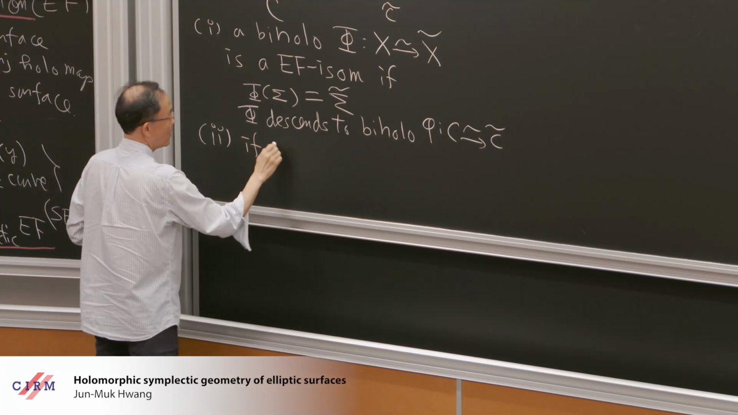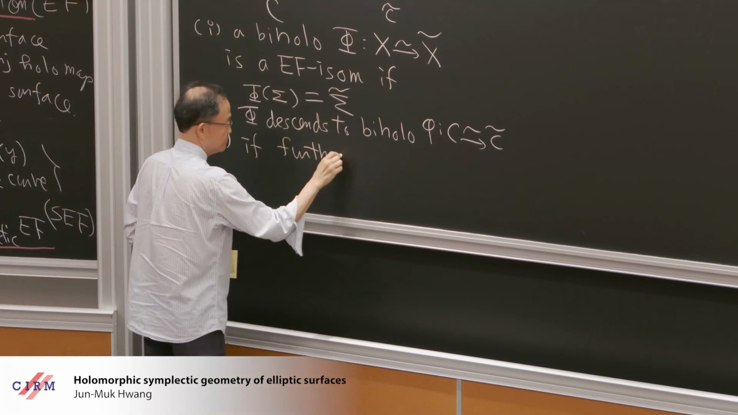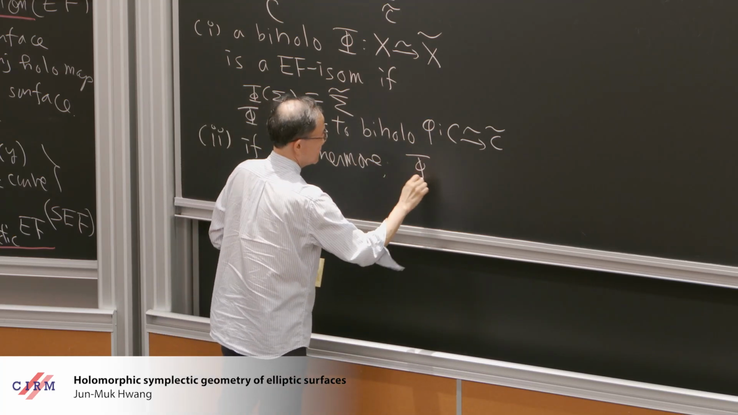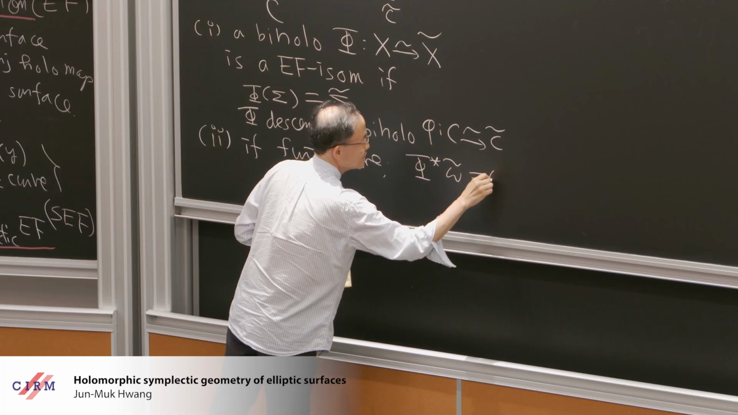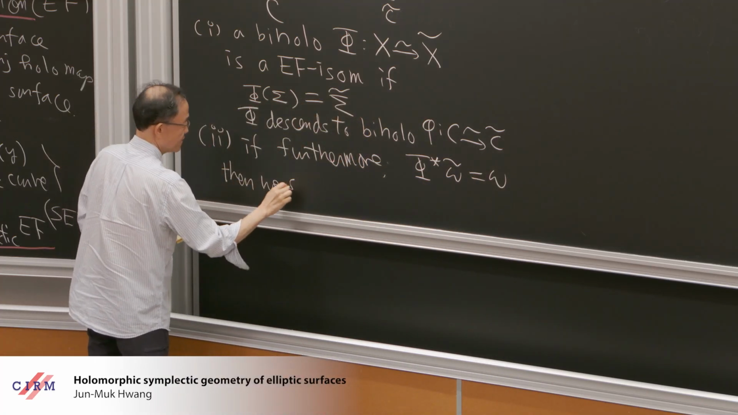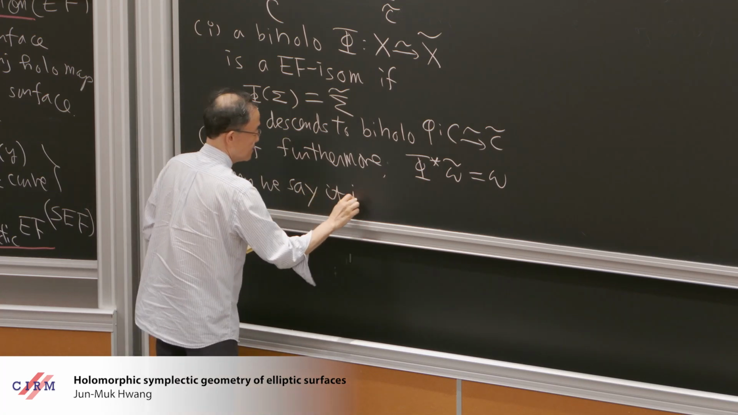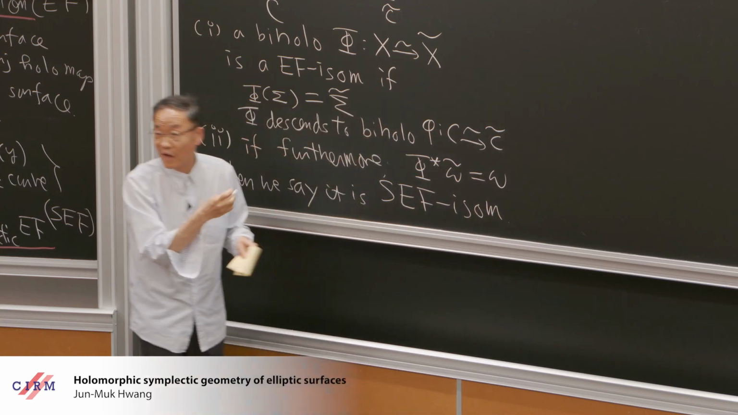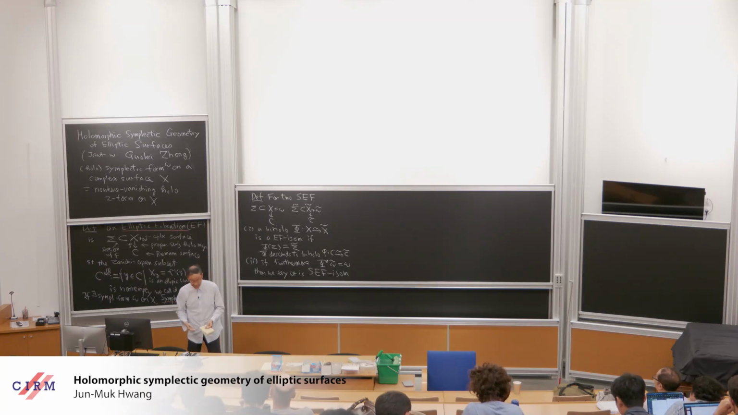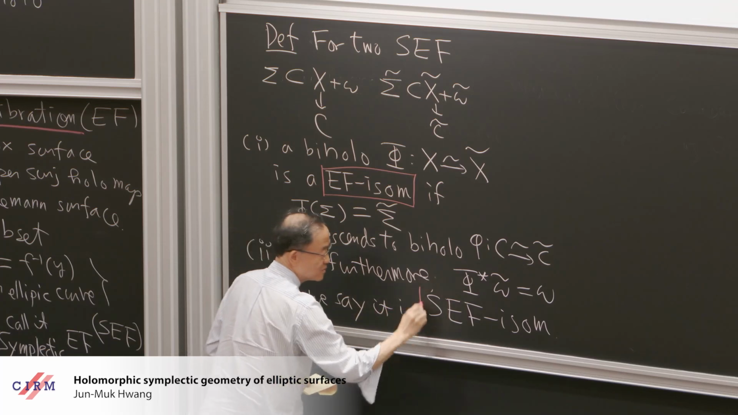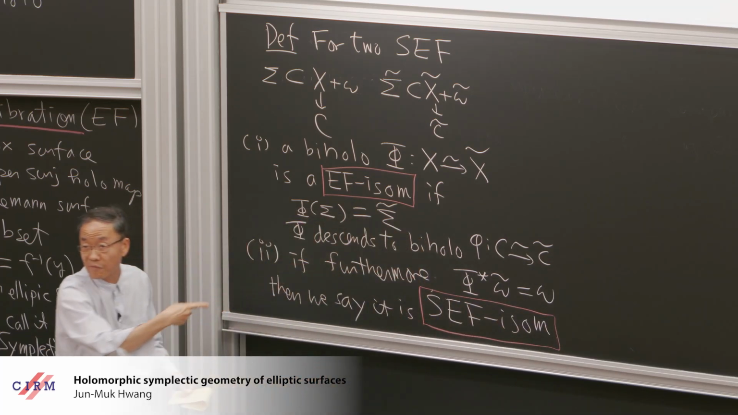And if furthermore the pullback preserves the symplectic form, then we say it's a symplectic elliptic fibration isomorphism. So it's an obvious definition: isomorphism in the sense of elliptic fibration, and isomorphism in the sense of symplectic elliptic fibration.